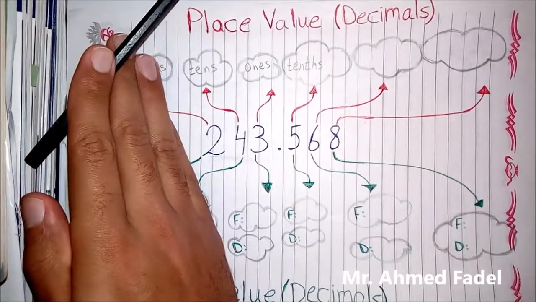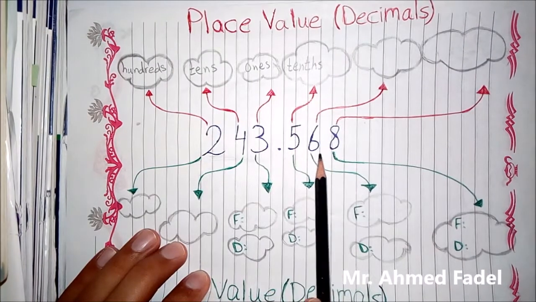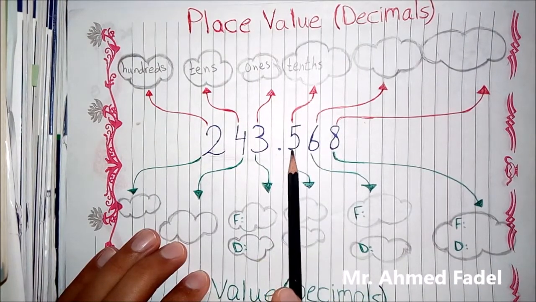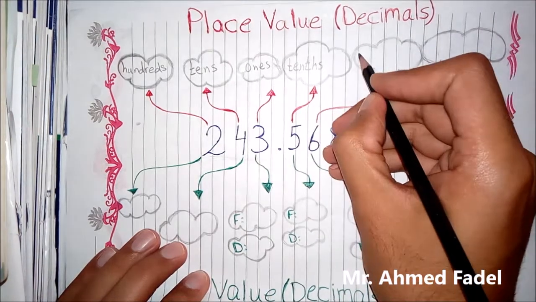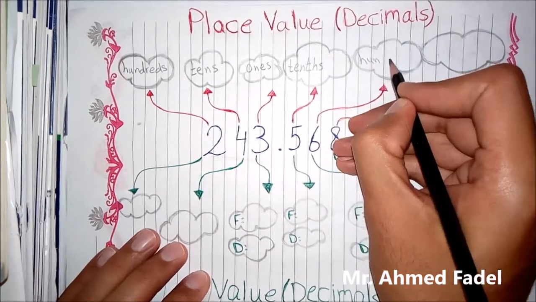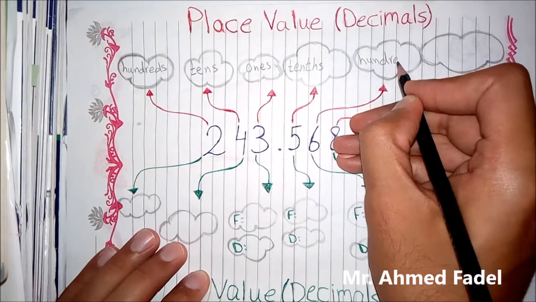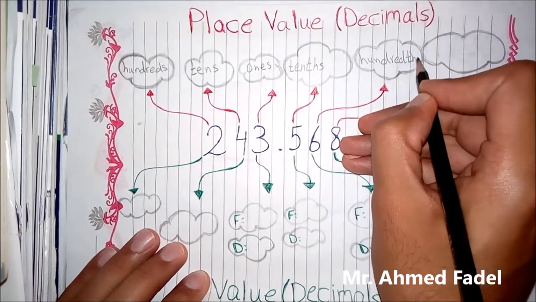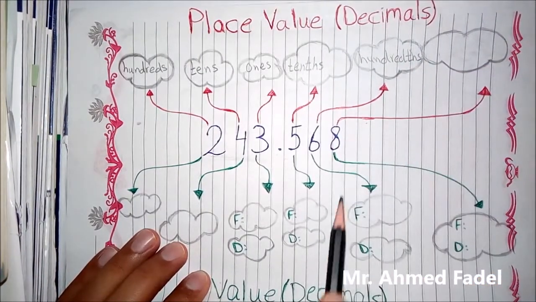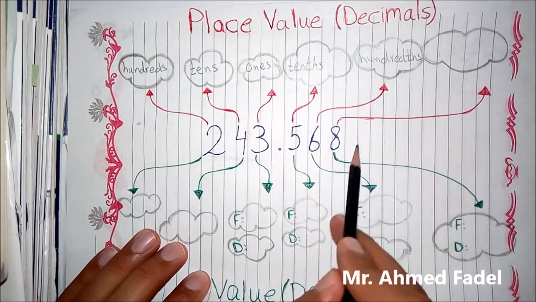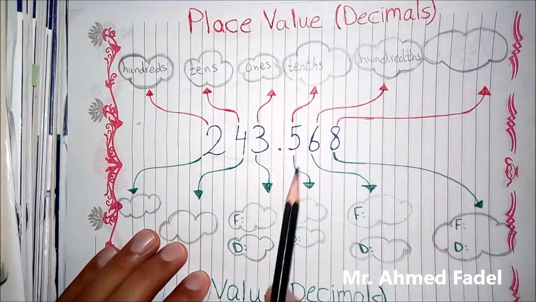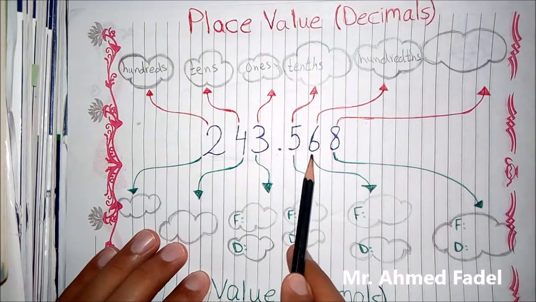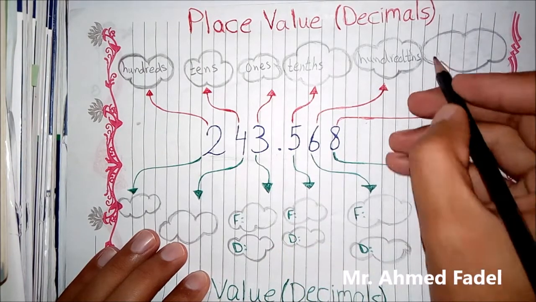Now we finished this. Now we're dealing only with after the decimal point. It starts with tenths. Then, yes, very good, hundredths. Then 8. What's the place value of the 8? Very good. It's thousandths. So it starts with tenths, hundredths, then thousandths.